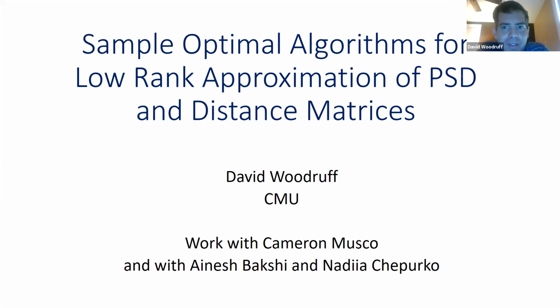The title of the talk is Sample Optimal Algorithms for Low-Rank Approximation of Positive Semidefinite, or PSD, and Distance Matrices. This is a class of matrices for which you can get significantly faster algorithms for finding a low-rank approximation to them. In fact, the algorithms are so fast, they're sublinear in the size of the matrix. And the hope is that these techniques also apply to other structured families of matrices.